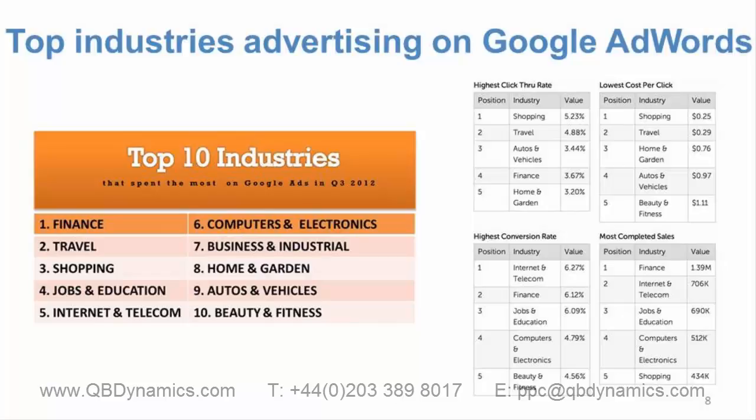AdWords is the name of Google's PPC advertising platform, just in case you weren't aware. Now, the top 10 industries are finance, travel, shopping, jobs and education, internet and telecom, computers and electronics, business and industrial, which is a pretty broad category, home and garden, autos and vehicles, and beauty and fitness. Now, just about everything you can imagine falls into one of those 10 categories.